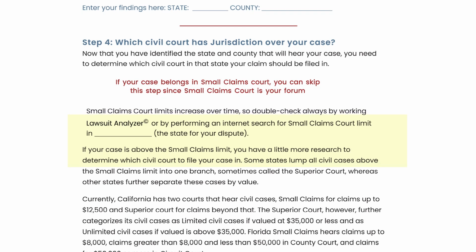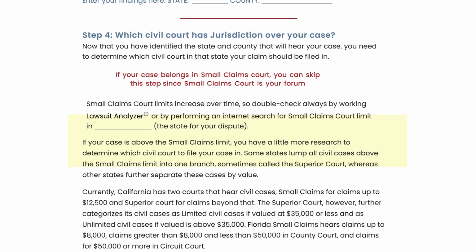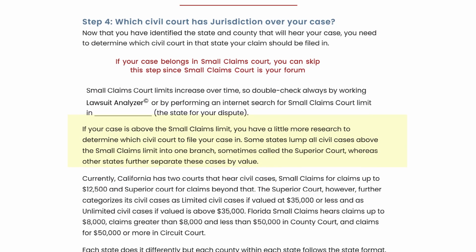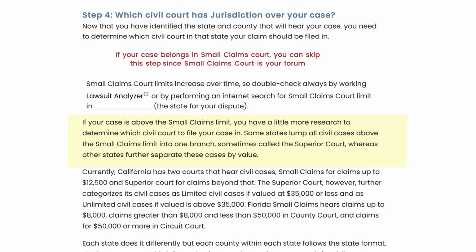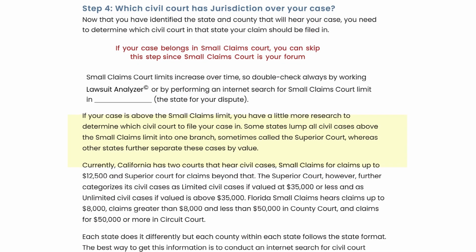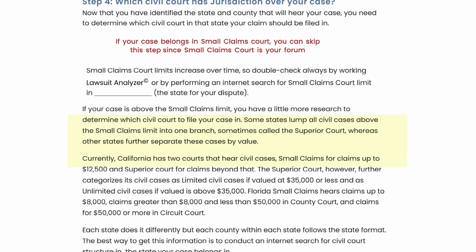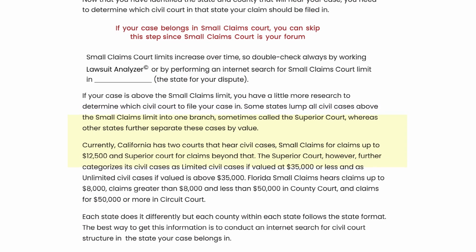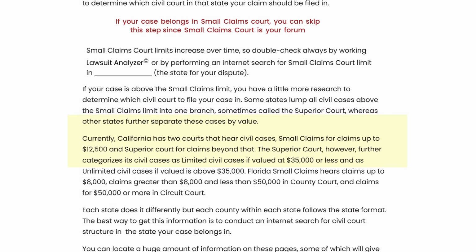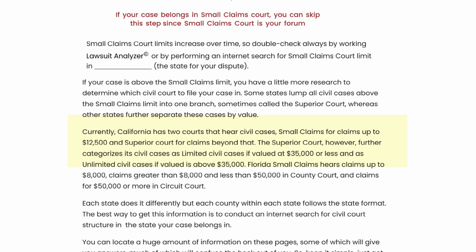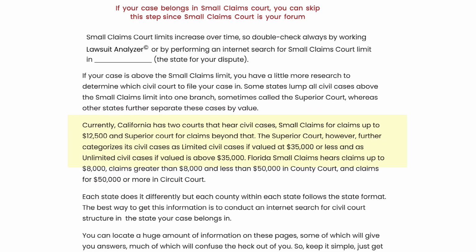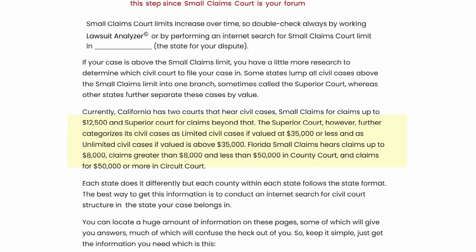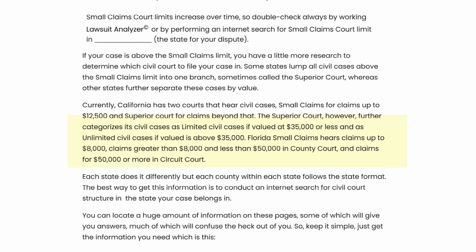If your case is above the small claims limit, you have a little more research to determine which civil court to file your case in. Some states lump all civil cases above the small claims limit into one branch, sometimes called the Superior Court, whereas other states further separate these cases by value. Currently, California has 2 courts that hear civil cases, small claims for claims up to $12,500 and Superior Court for claims beyond that. The Superior Court, however, further categorizes its civil cases as limited civil cases if valued at $35,000 or less and as unlimited civil cases if valued above $35,000.